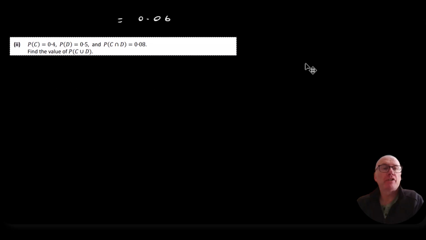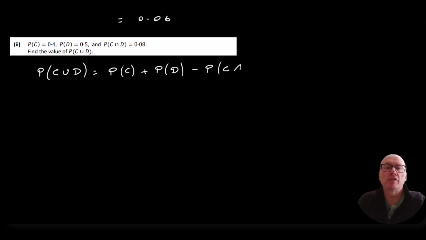This is part 2. The probability of C is equal to 0.4. The probability of D is 0.5. The probability of C intersection D is 0.08. Find the value of the probability of C union D. So what we need in this particular question is the formula for non-mutually exclusive events. So the probability of C union D is equal to the probability of C plus the probability of D minus the probability of C intersection D.